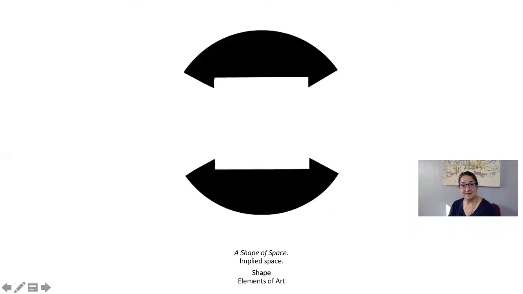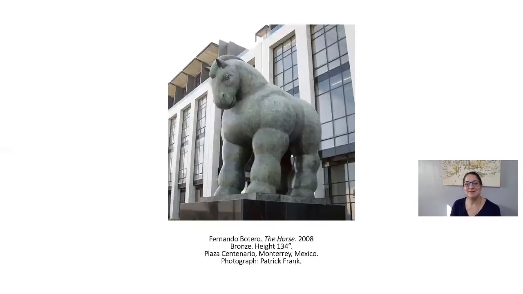Another element is shape, and shape and mass. Shape is for flat surfaces or two-dimensional, and mass is for sculpture, three-dimensional and in the round. This is a really interesting illustration to me that I use in other classes, because the actual shape is the black areas. But because of its placement, it's implying a third shape. We see this white box because of the proximity. I've always been fascinated by those.